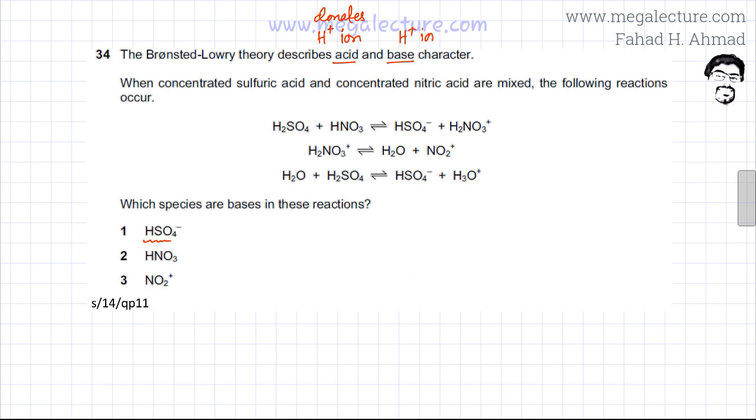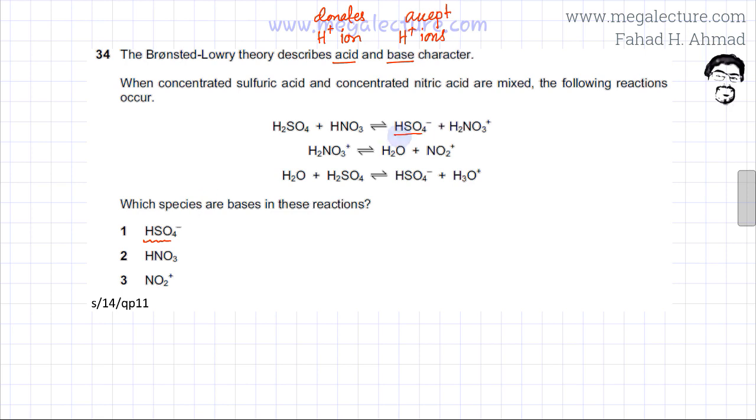So it's going to accept H plus 1 ions. Remember, bases are also compounds that have OH ions. These OH ions have the ability of accepting H plus 1 ions. So the first option is HSO4 minus, and we need to decide whether it's a base or an acid. So we need to figure out where HSO4 minus is appearing.